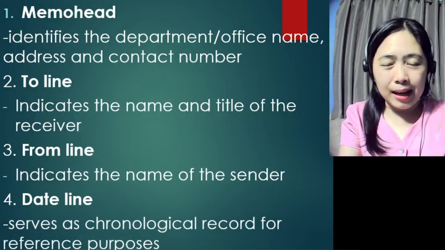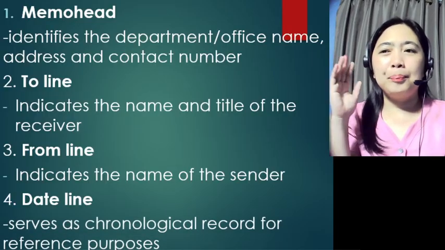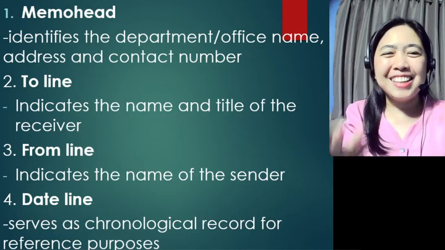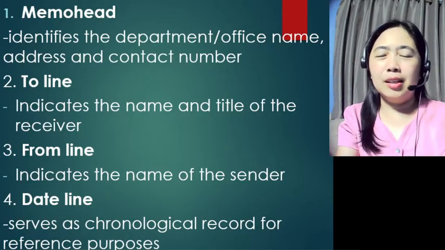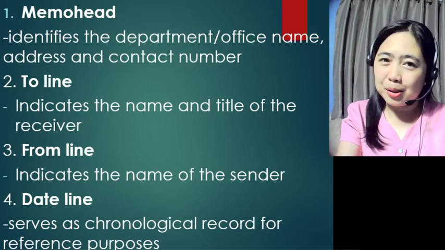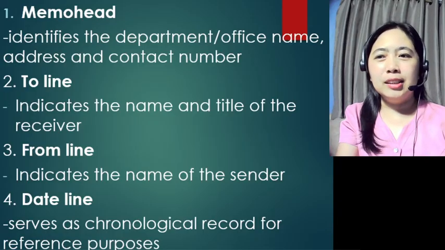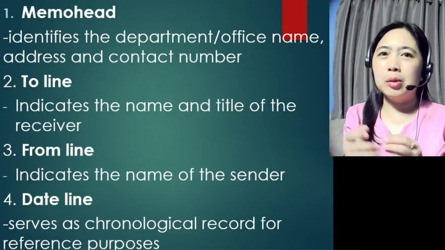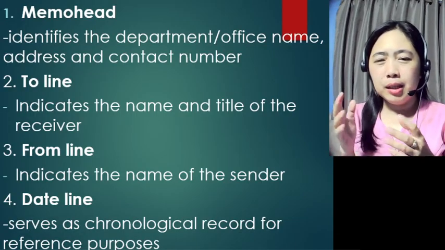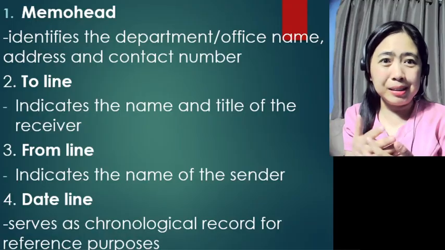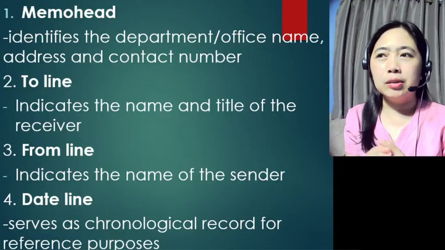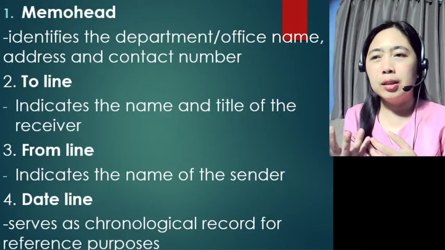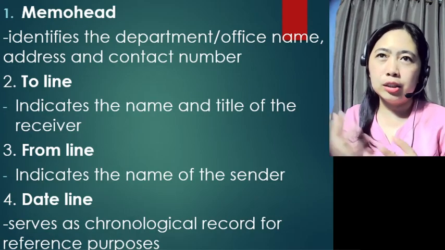Dateline, that is the line for the date when the memo was created or posted. It serves as a chronological record for reference purposes. It was discussed last time that each memo may have a discrepancy. Probably it affects the previous memo that was posted, so you can have that as extra or additional information. So that's for the dateline.